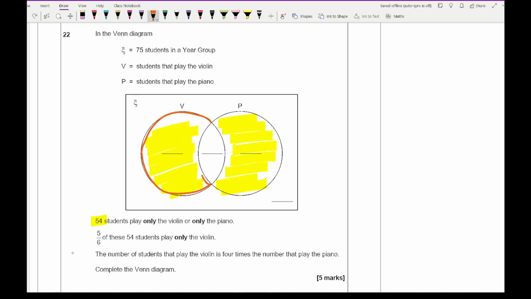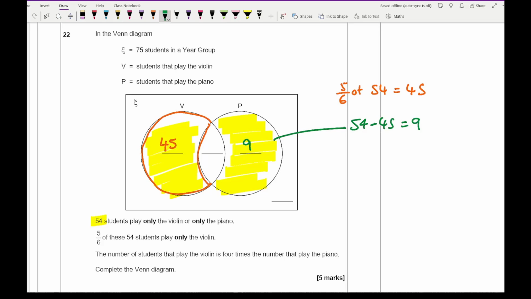So I can then work that out. So looking at this, I've got 5/6 of 54. Well, 54 divided by 6 is 9, times 5 is 45. So this answer here is going to be 45. So I can then work out what this section here is going to be. So that's going to be 54 minus 45, which is 9. So that's 2 sections filled.